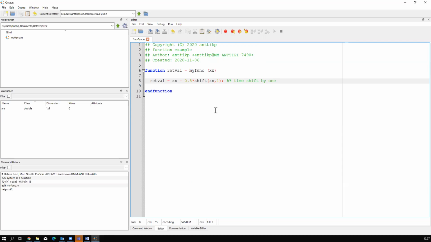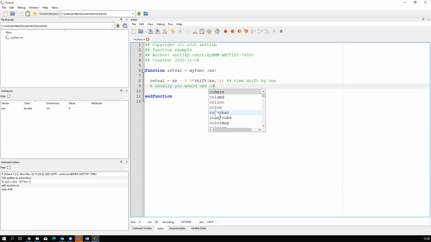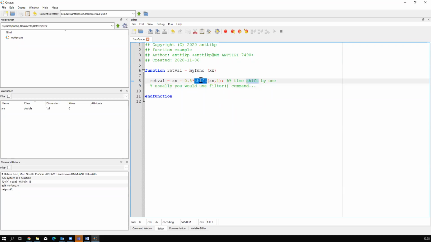Okay, we use it only here. You usually don't do these kinds of things with a shift operation, but I will mark it here. Usually you would use the filter command to do the shift. But here we don't know that filter exists, so we just shift the data by one time delay here. Save. Now we can call the function.